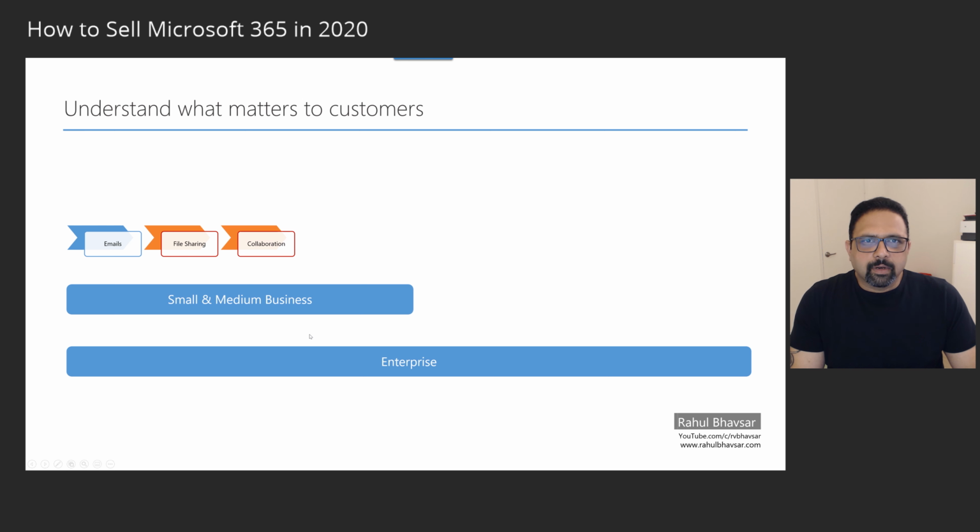The next is collaboration. Again, I've highlighted that in a different color to get your attention.